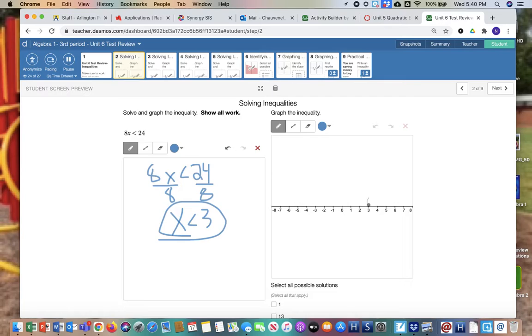So I'm going to put an open circle over 3. It's not closed because this is not an or equal to, and now the arrow is going to go to the left because it's less than.